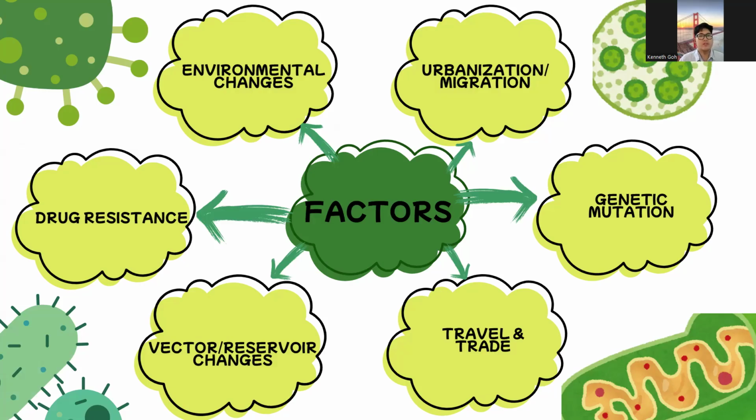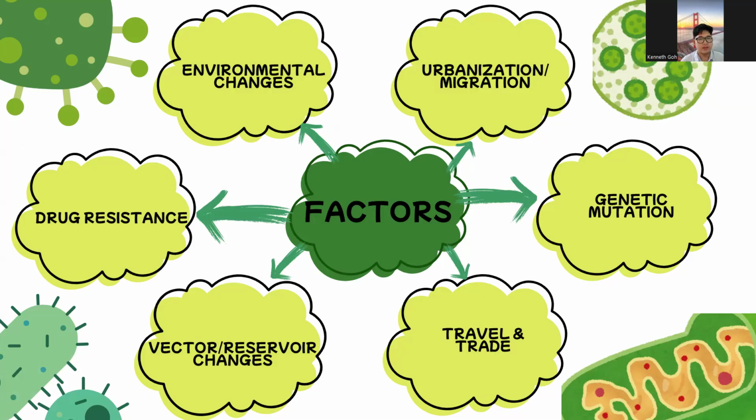And then we have genetic mutation. In genetic mutation, we might see certain parasites behaving abnormally, as they are not mutated forms. They will be more docile and such. And then we have travel and trade, which is almost similar to migration, where the parasite gets transferred from one place to another.